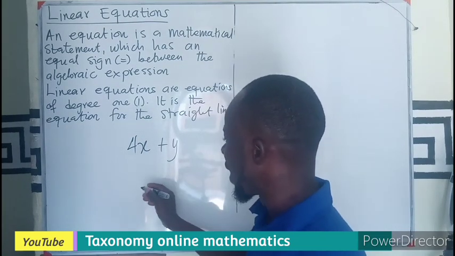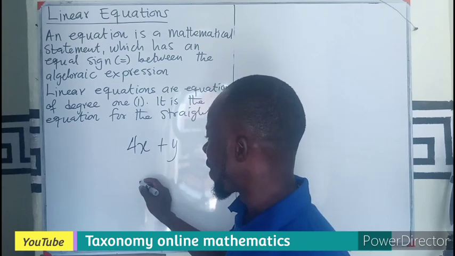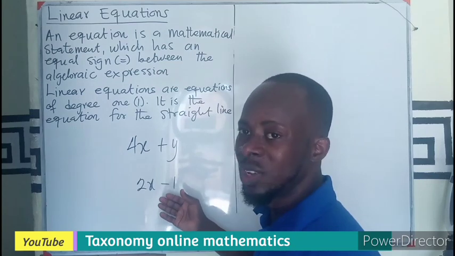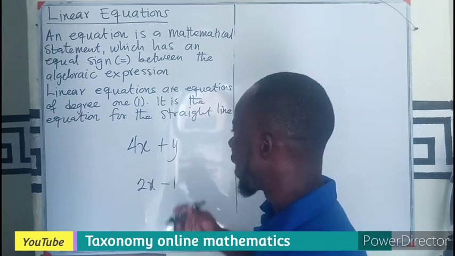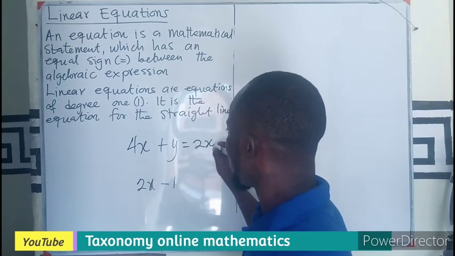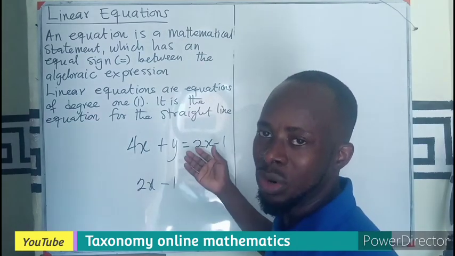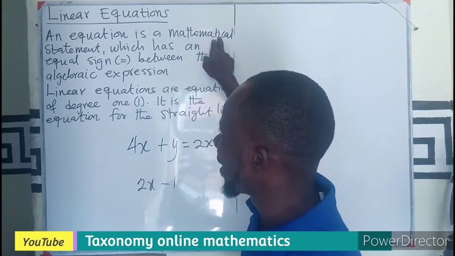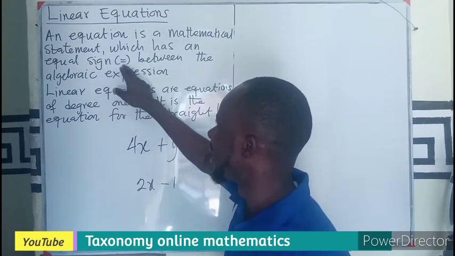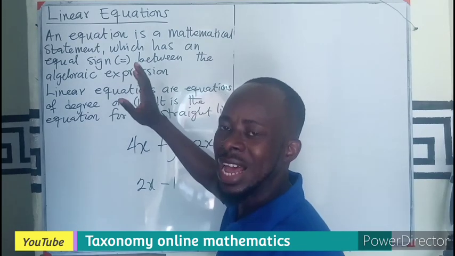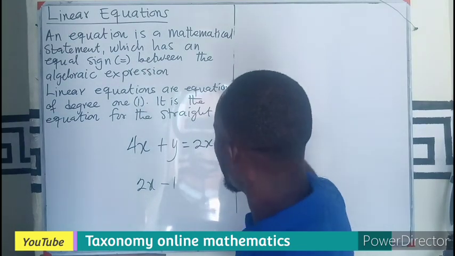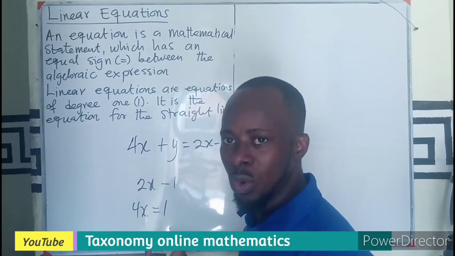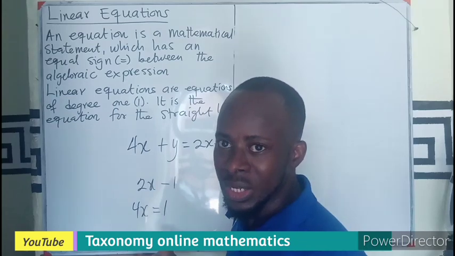Now, if we have another expression which is 2x minus 1, this is also an algebraic expression. If I put these two together, placing an equal sign between them, then I can call this an equation. So an equation is just any mathematical statement which has an equal sign between the algebraic expressions. So it could also be 4x equals 1. This is also an equation.